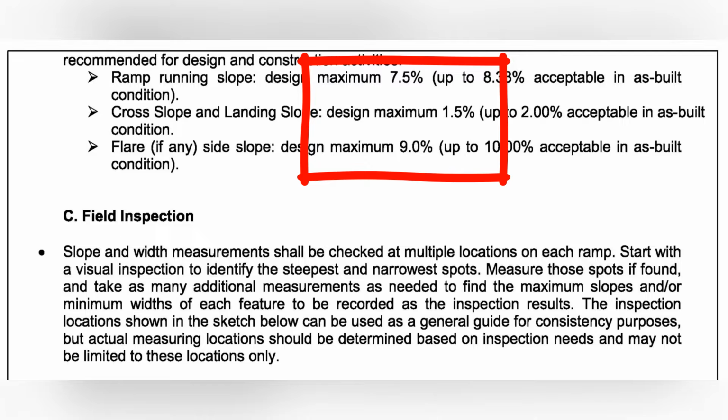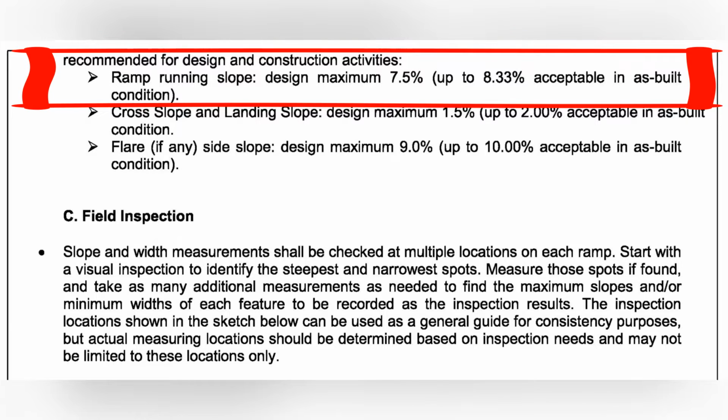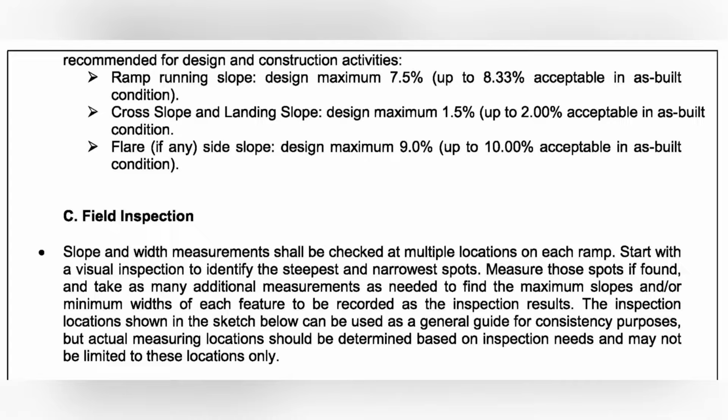If you find yourself in a situation where you have no other alternative but to design close to these as-built grades, please note them on your design plan so the contractor and field engineer can pay special attention to these ramps during construction. Ramp running slopes are normally designed at 7.5%. This way during construction, you will not be over the 8.33% allowable as-built construction.